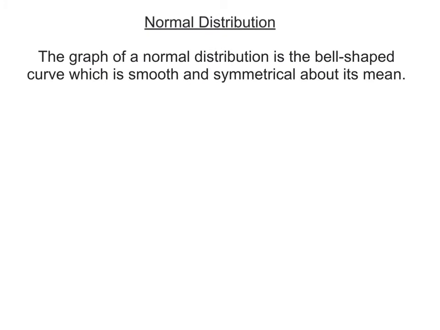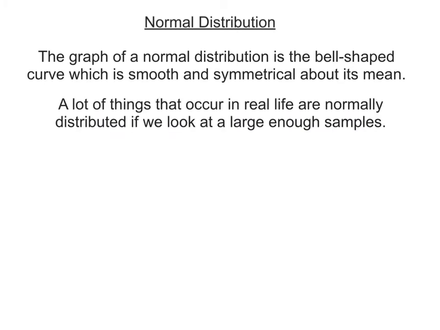In this video, we're going to have a look at what's called the normal distribution. The graph of a normal distribution is the bell-shaped curve, which is smooth and symmetrical about its mean. A lot of things that occur in real life are normally distributed if we have a look at a large enough sample. Some examples of this would be people's heights or grades in a test, or even the time it takes popcorn to pop in a microwave.